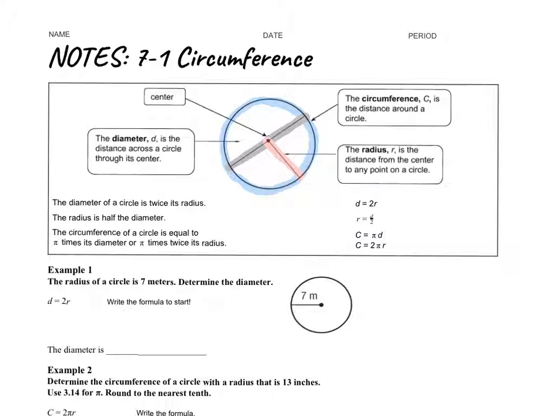So my diameter is all the way across. My radius is halfway across. Okay. Sometimes you're going to see lines like this, and they go like that. That's not the diameter, guys.